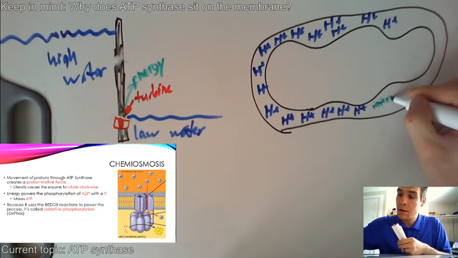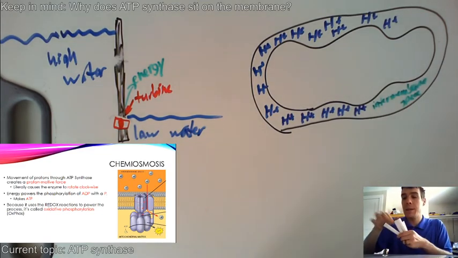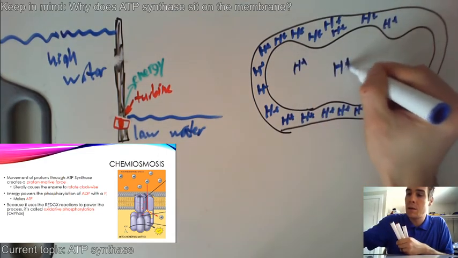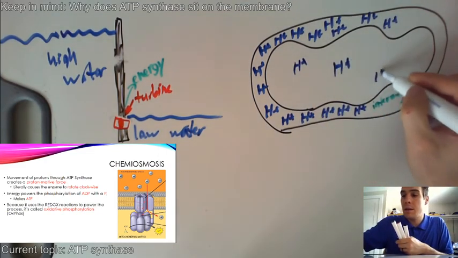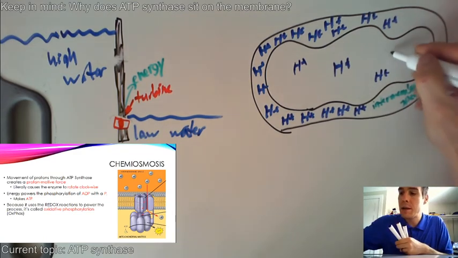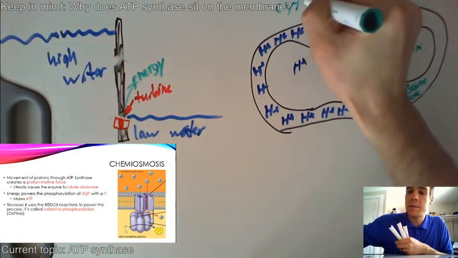Intermembrane space. Lots and lots of H plus in the intermembrane space, and not a lot of H plus, maybe there's a few in the matrix. So this is the mitochondria itself. And outside here is the cytoplasm.